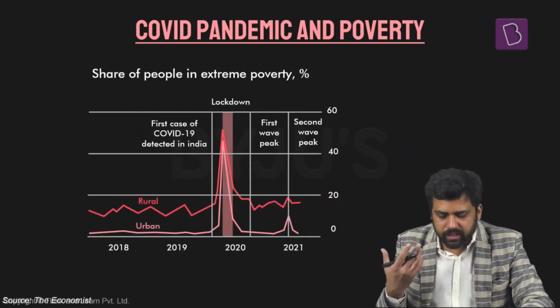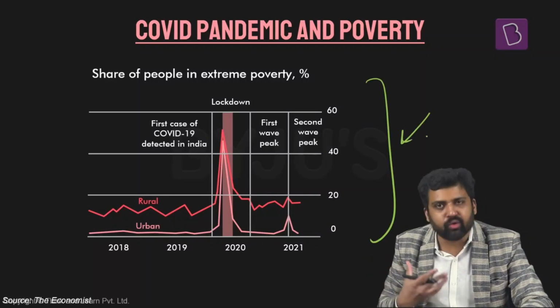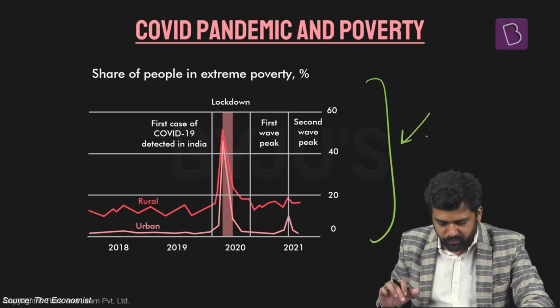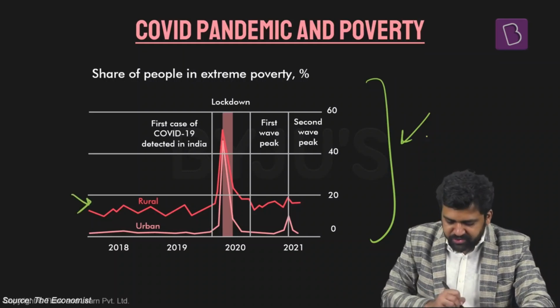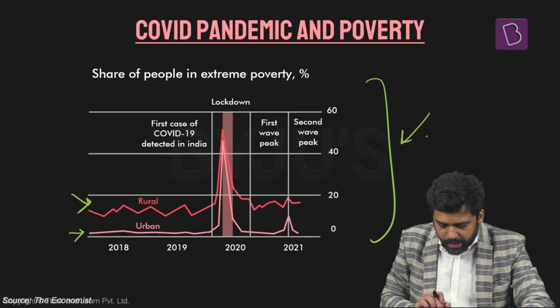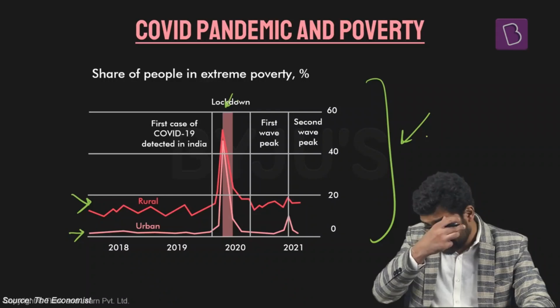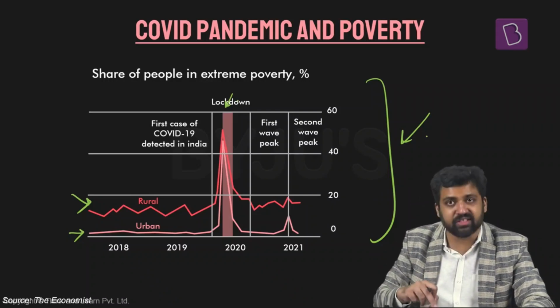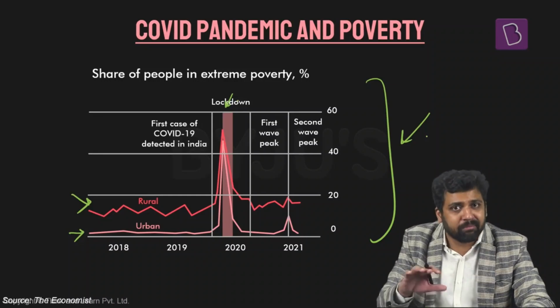So this is what the United Nations had made an estimate, and this is one of the illustrations that you can see, like how the poverty numbers are changing over a period of time. Share of people in extreme poverty. The red line that you can see is rural poverty. The pink line is urban poverty. And you can see how the poverty rates would have increased during the first lockdown phase. A massive increase in poverty rates during the first lockdown because economic activities were contained massively. Nothing was happening at this point of time.